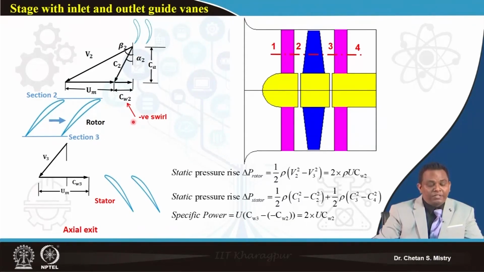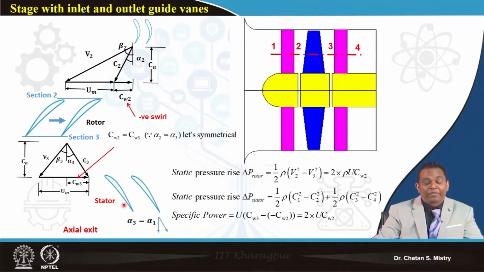Now, in terms of the exit, we have realized that my exit whirl component is CW3. What we want to do is look for an axial exit. If we are looking for an axial exit, we will have a stator vane placed here. When we do this kind of design, we assume a symmetrical configuration, so my CW2 and CW3 are the same. That means alpha 2 and alpha 3 are assumed to be the same.